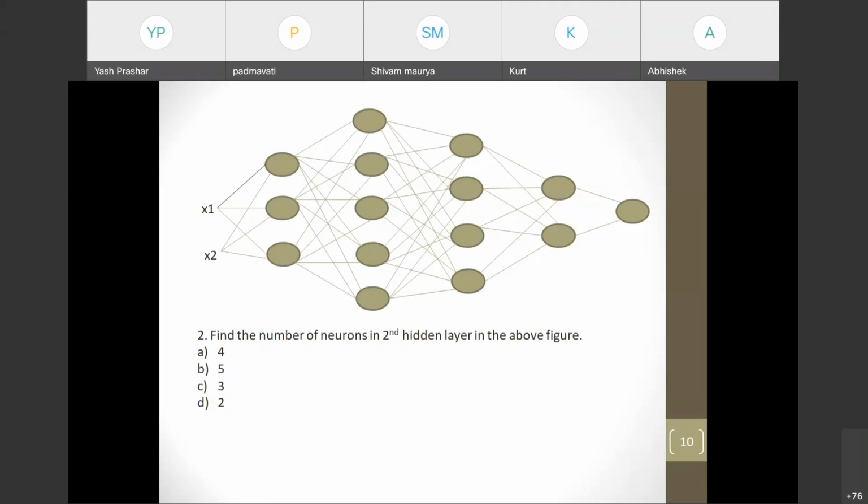Try this. 5. Okay. So here again, this is the input layer, this is representing the output layer, this is the first hidden layer, second hidden layer. So you all can count easily and have answered it correctly. It is 5.